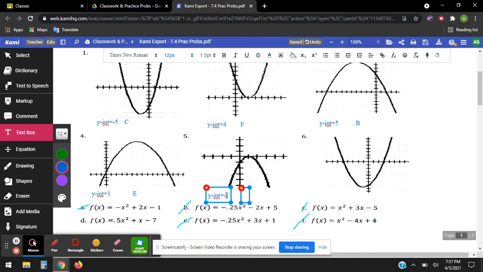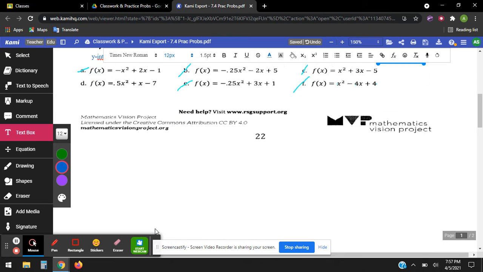So I will come back here and put in an A. And that means this one, my y-intercept, equals probably a -7, right? That's what's left. 1, 2, 3, 4, 5, 6, 7. -7. And that is letter D. All right. So that's the first page.